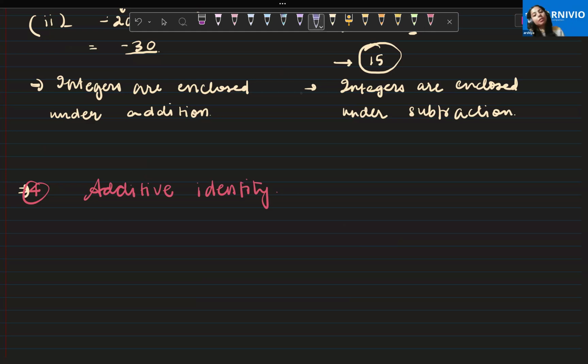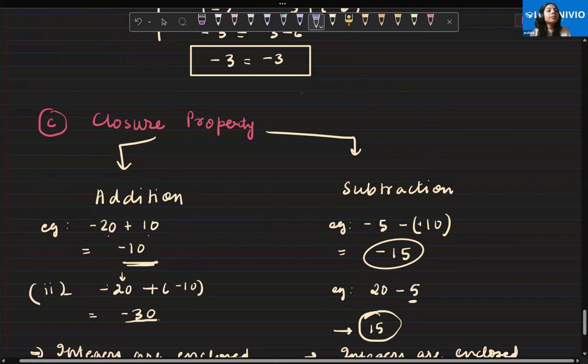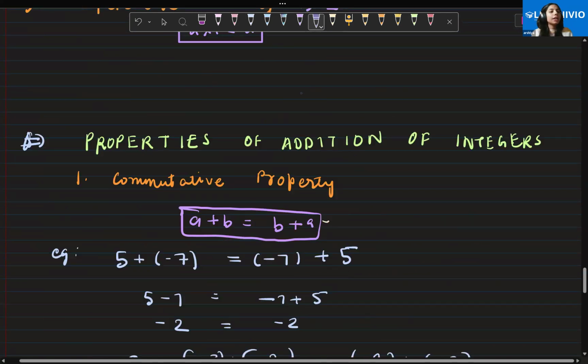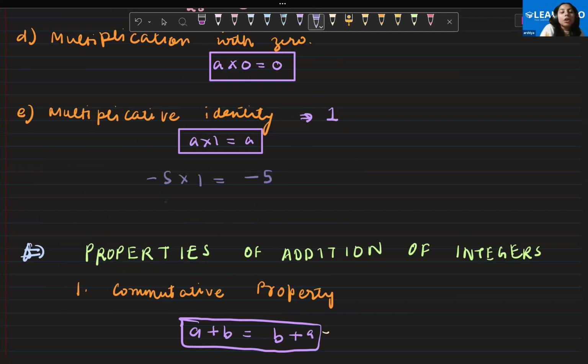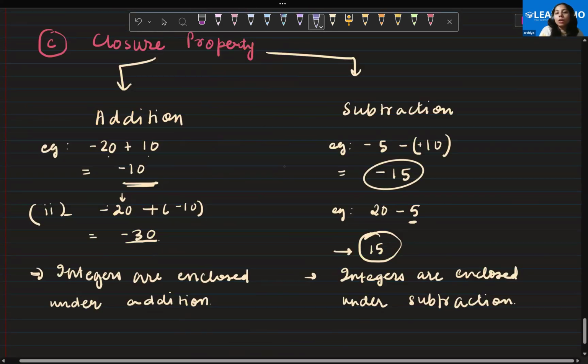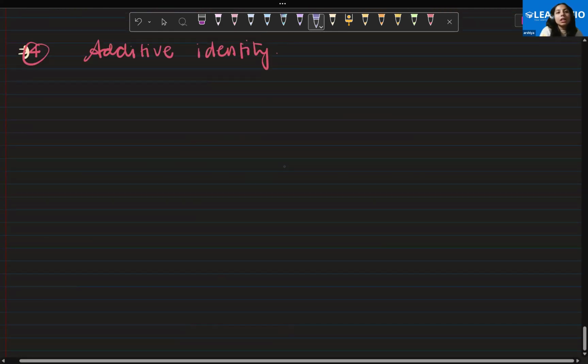So for multiplication, when we had a multiplicative identity, the answer was not changing, right? One was the multiplicative identity. So let's say we had -5 into 1. The answer would have been -5. Or let's say 20 into 1. The answer was 20. So the number is not changing, right? So similarly, for addition, we want a number that does not change our answer.